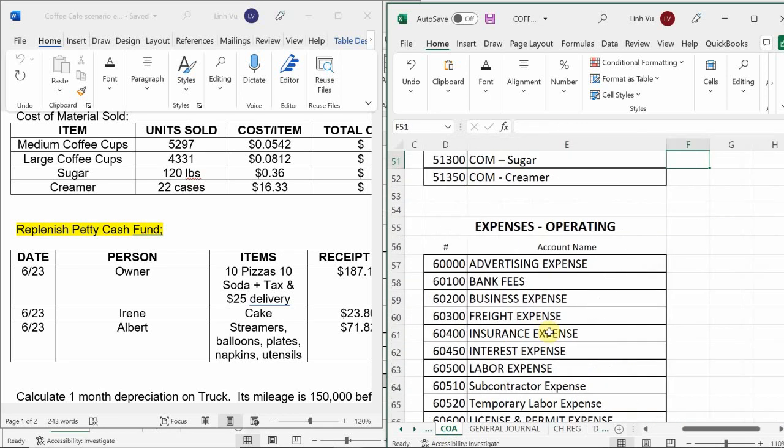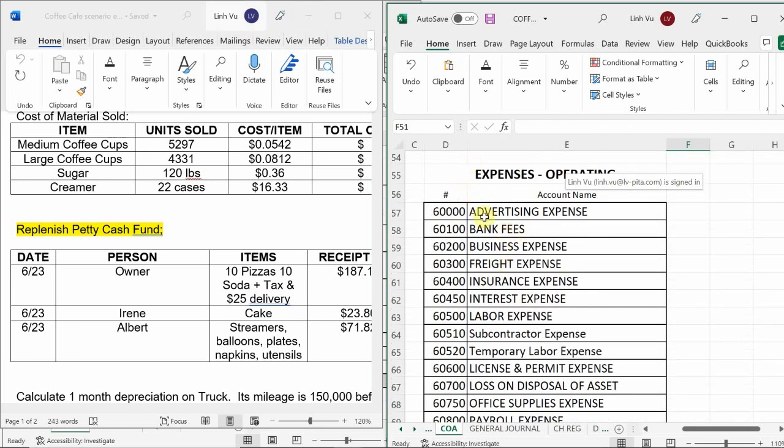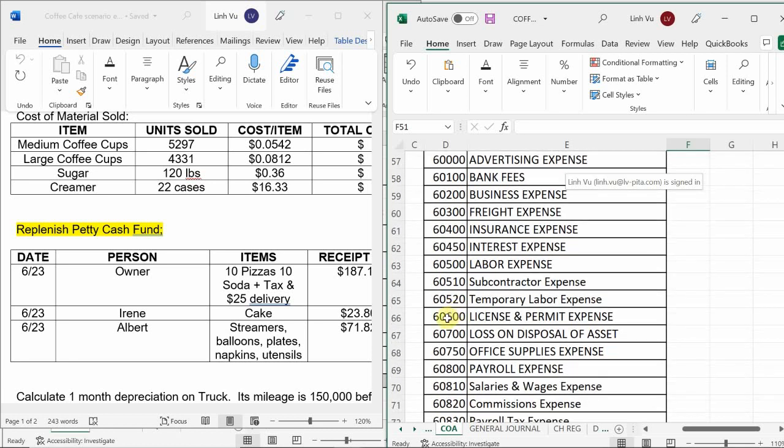Okay, would they fall under an advertising expense? No, it's a grand opening party. That has nothing to do with selling your coffee. It doesn't have to do with bank fees, okay? A business expense, maybe, right? It might be because, again, you're buying stuff for the business, again, to celebrate a grand opening party. So maybe that will be there. Freight expense, no, it's not extra things that you had to pay for shipping. It's definitely not insurance, not interest, definitely not labor, right? Has nothing to do with a license. You didn't sell your fixed assets. You did not take a loss on it.